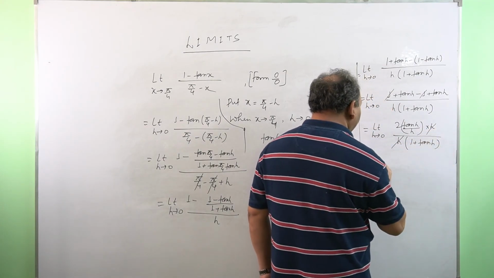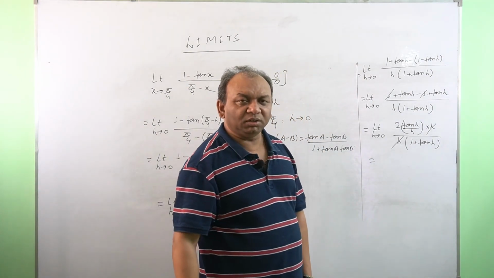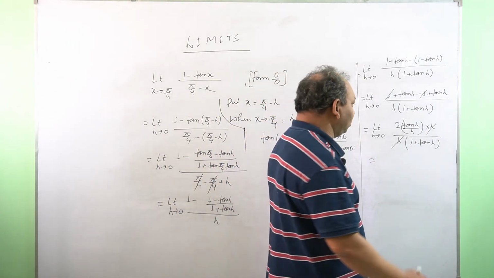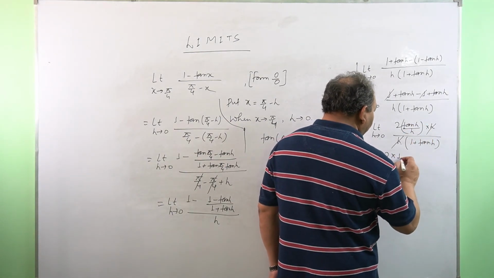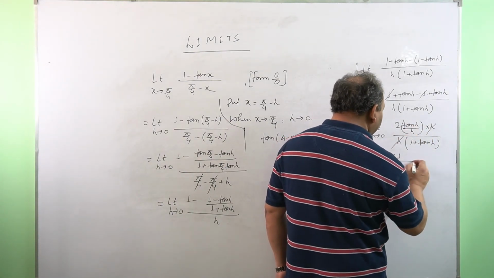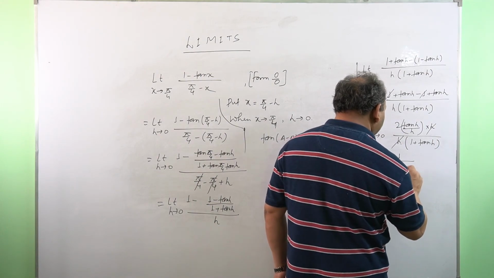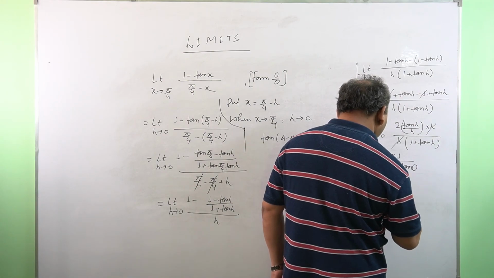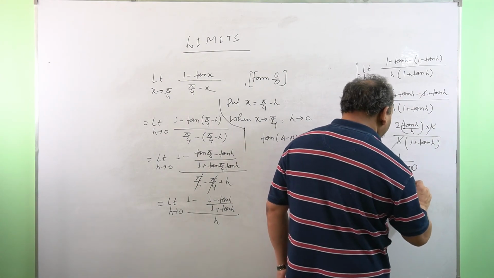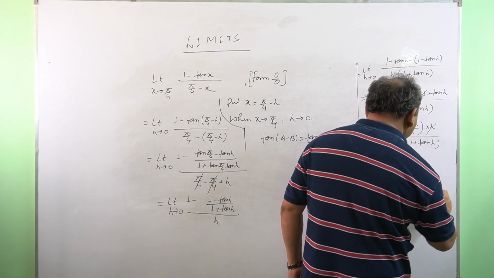The h cancels out, and we know the formula limit theta tends to 0, tan theta by theta is equal to 1. So we can write 1 in place of tan h by h, divided by 1 plus tan 0. And we know that tan 0 is 0, so it is 2 by 1 plus 0, that is 2. So 2 is the required answer.